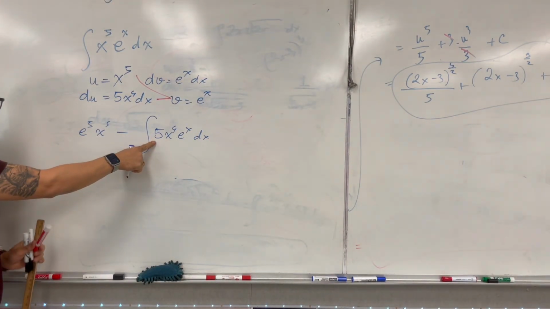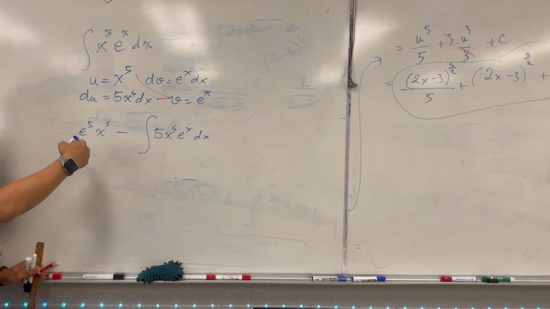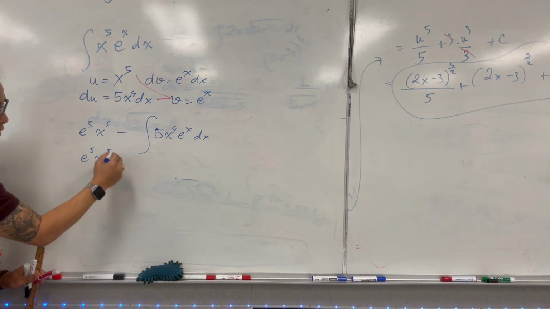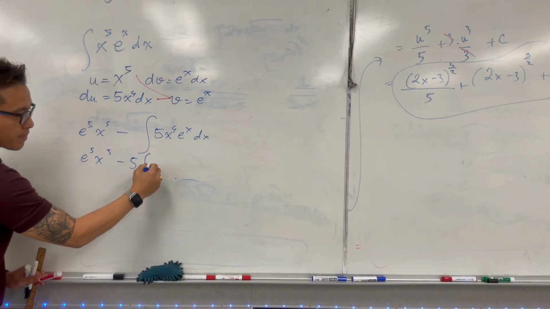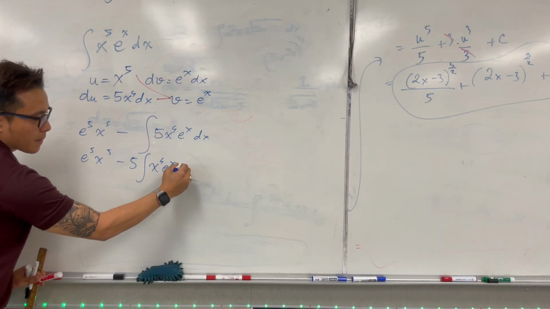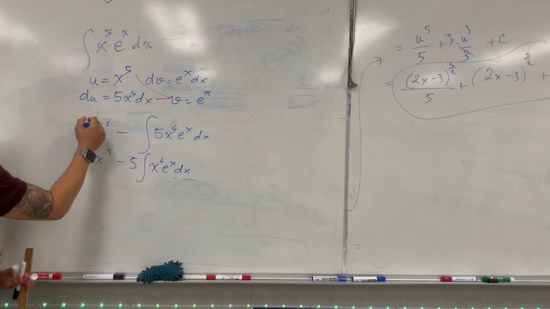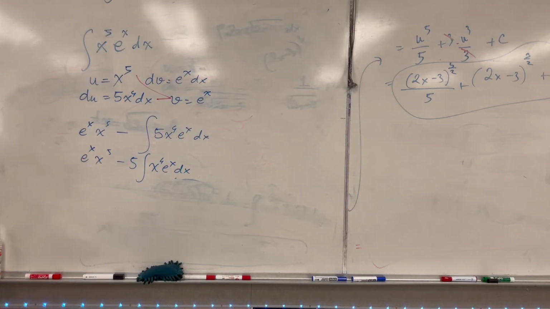See the 5? Put a 5 in front. No parentheses, because there's no plus and minus; parentheses matter when you have plus and minus. Oh, there was a mistake with e to the 5. It should be e to the x. Okay, that's right. Good?